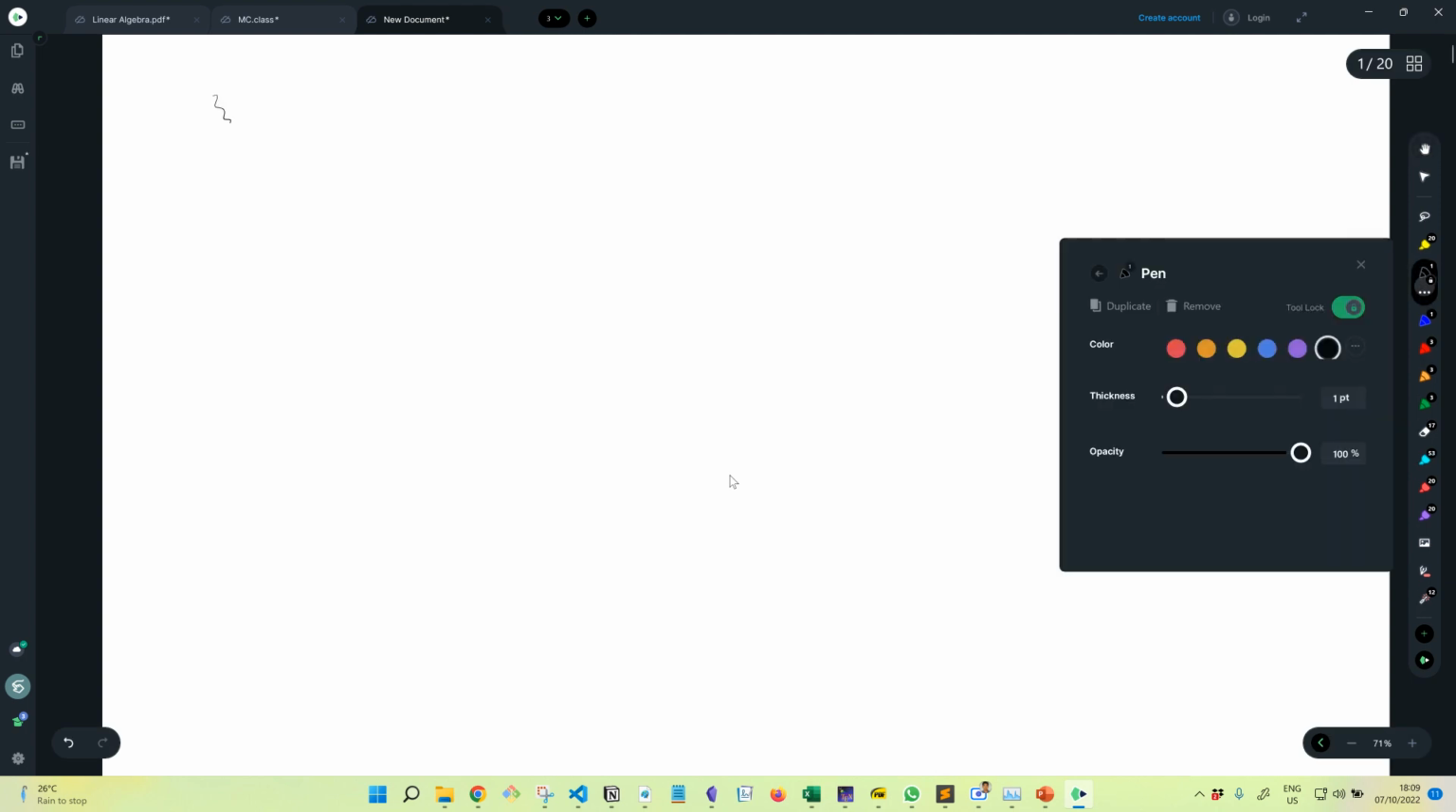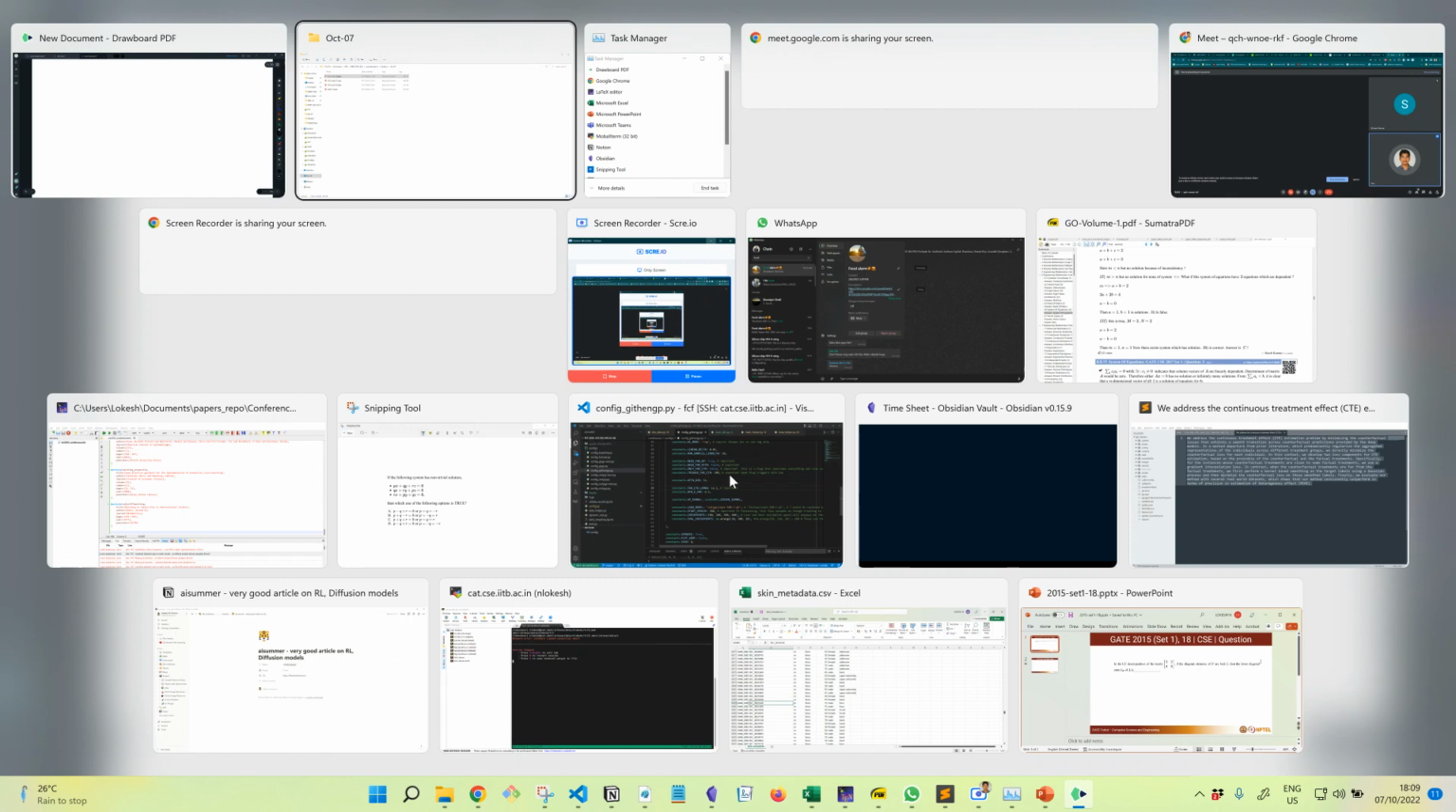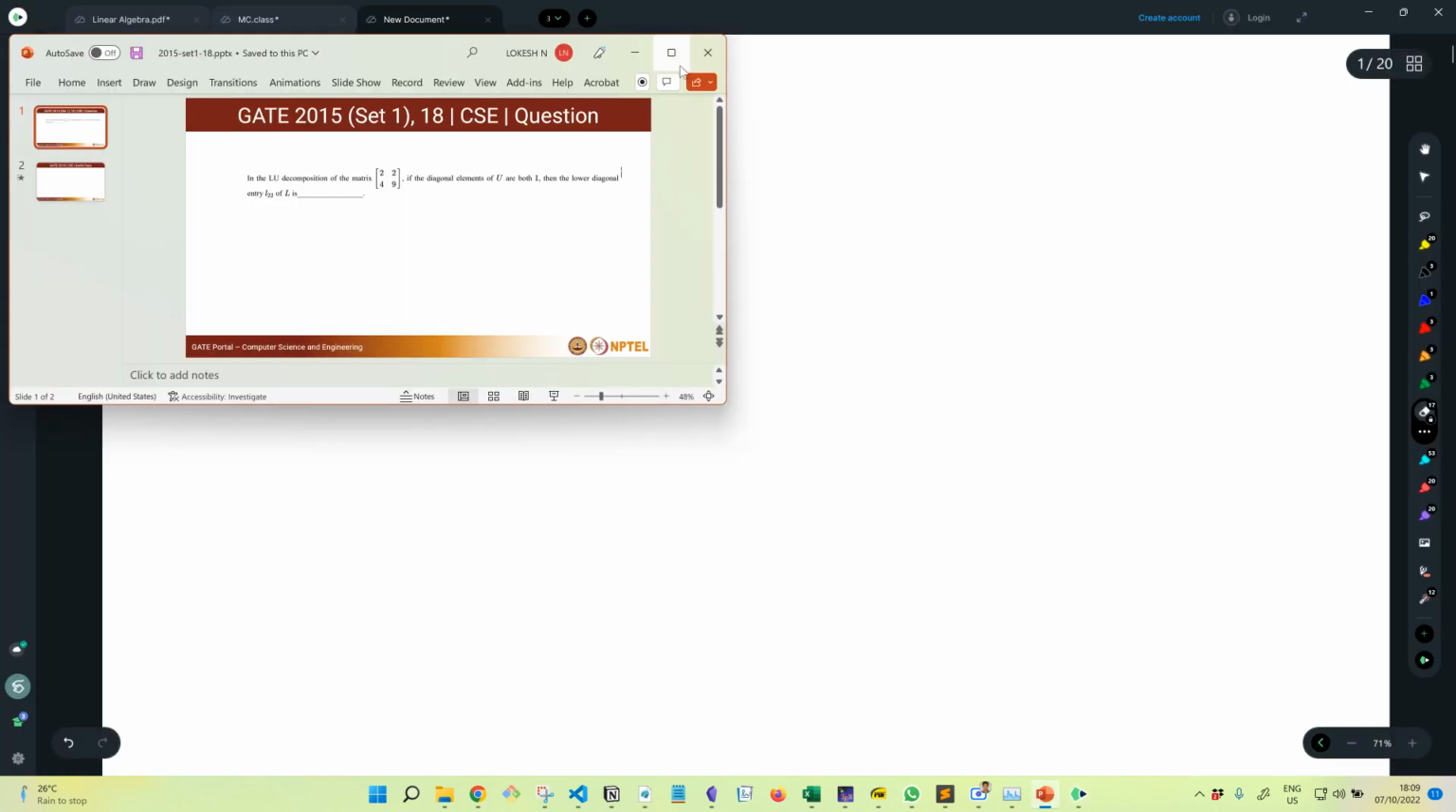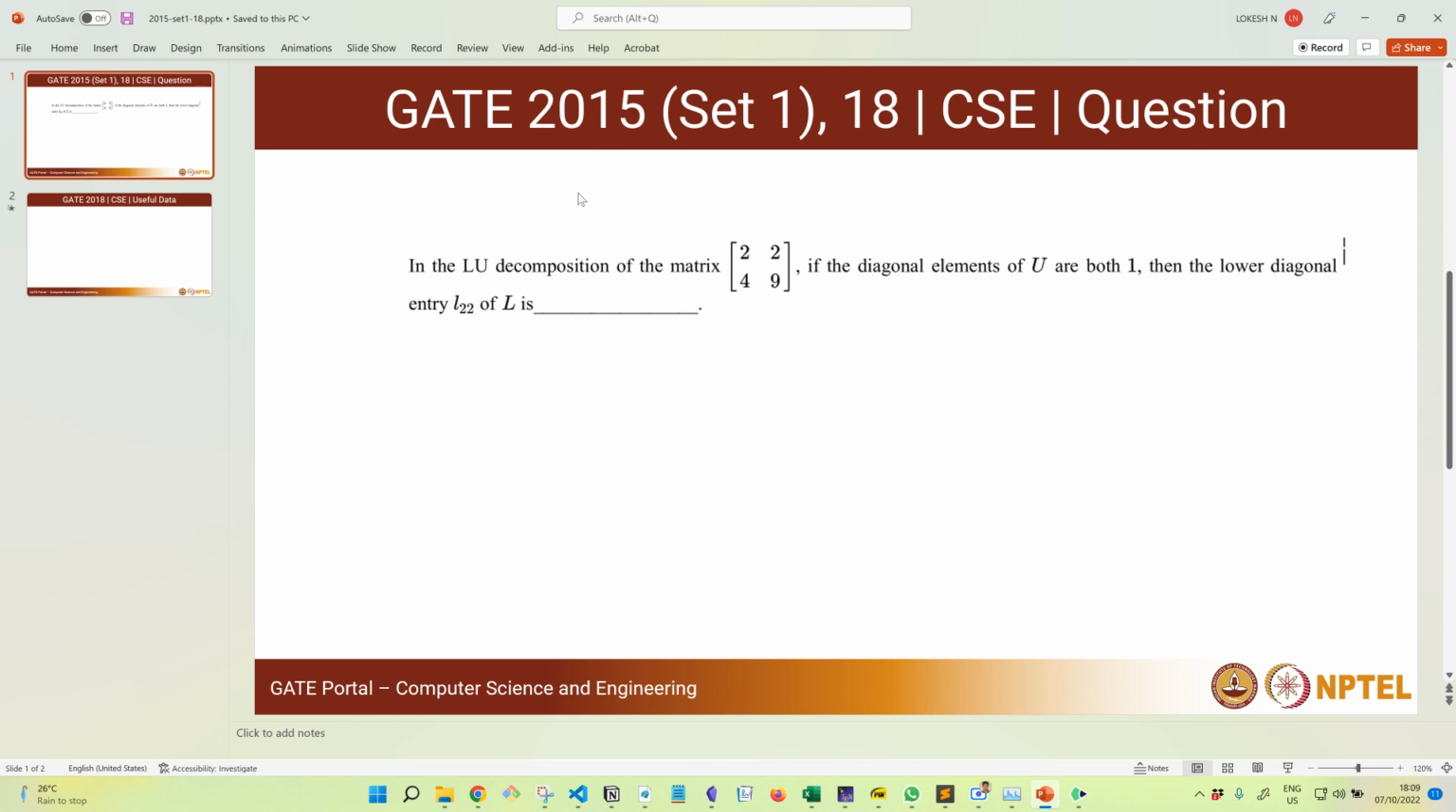Okay, this is writing. I'll use this. So basically, you got the question right. You are given a 2 cross 2 matrix, and they're asking you to find the L22 of the lower triangular matrix, and further they are telling that the diagonal elements of U are one, right?